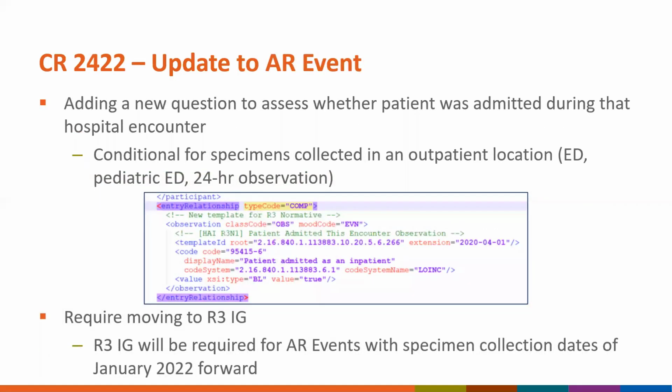Change request 2422 is an AR event-related update and will be adding a new question to assess whether a patient was admitted during the hospital encounter. This will be conditional for specimens collected in outpatient locations for emergency department, pediatric emergency department, and the 24-hour observation location. Please see the screenshot of the snippet of code used to report this in the CDA file. This change request will require moving the CDA format to R3 normative IG beginning in January 2022.